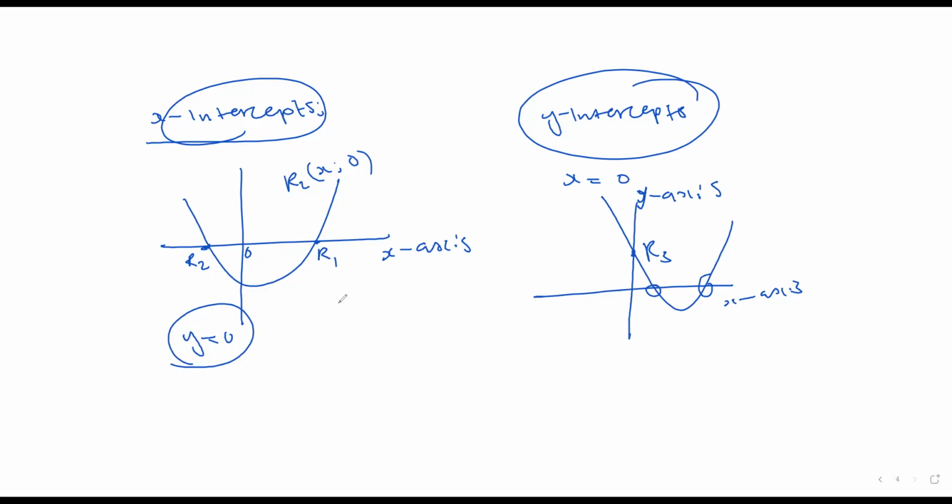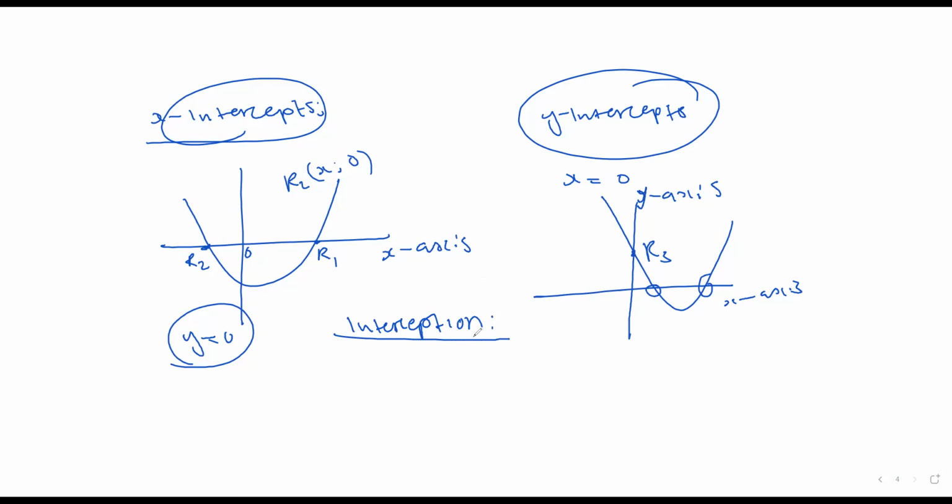So basically, intercepts mean where a graph touches either the x-axis or another graph. For example, they can talk about interception of graphs. The y-intercept and x-intercept are where our graph touches the y-axis or the x-axis.